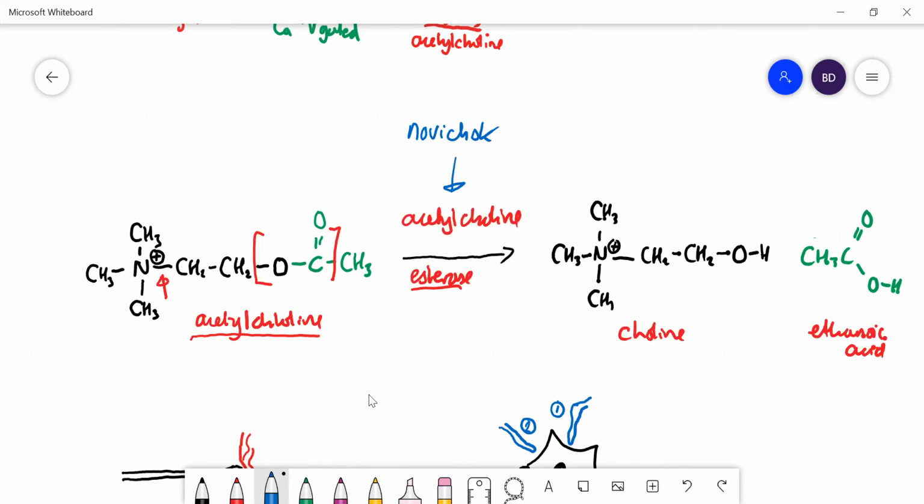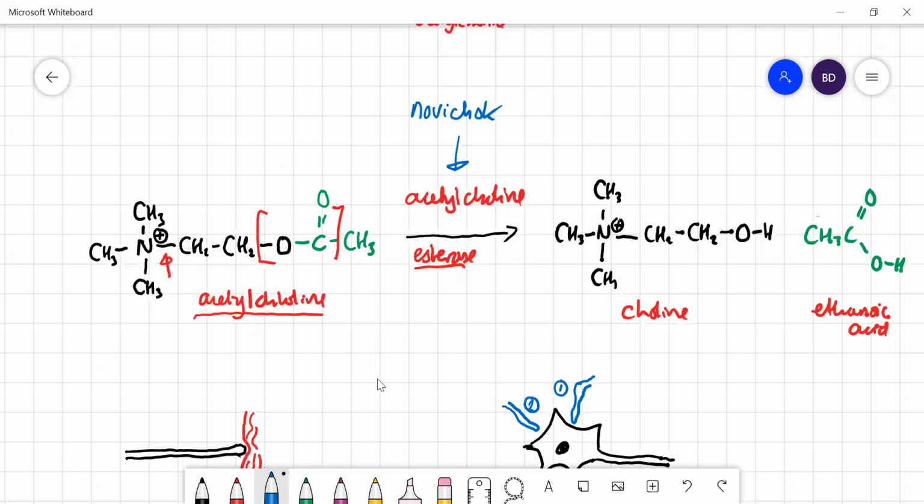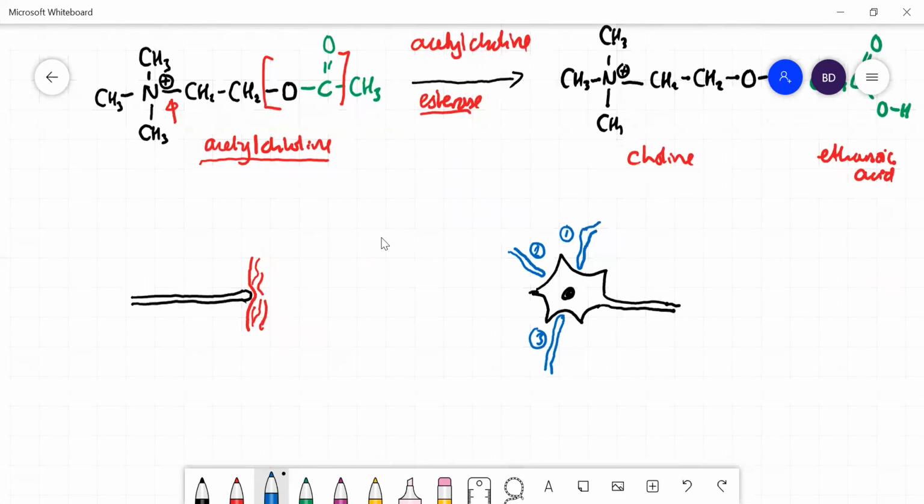Okay, so that's the mechanics of what happens at the synapse, but let's talk about the importance of synapses generally in the nervous system just for a minute before we finish. What I've drawn here is a neuromuscular junction, it's supposed to be. The black thing is the neuron, and the little red thing there is the muscle cell.